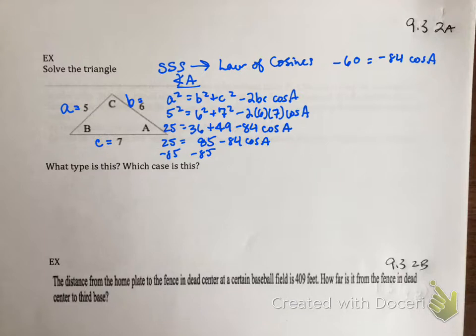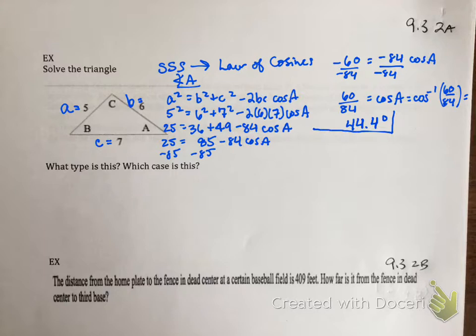Now I'm going to divide both sides by a negative 84, and I get 60 over 84 equals cosine of A. Now, in order to get A by itself, you take the inverse cosine of 60 divided by 84, and that'll give you A. So when I do that, I get 44.4 degrees, and that's going to be my answer for angle A.